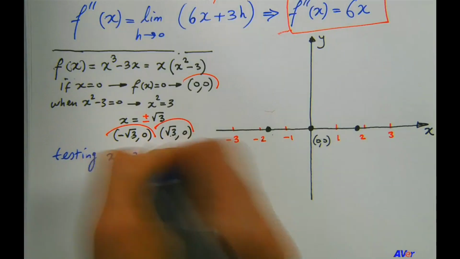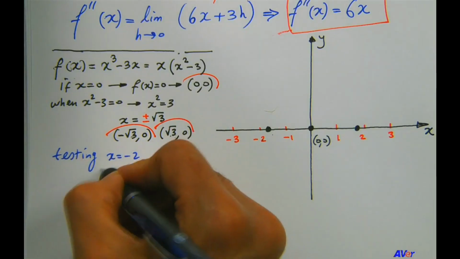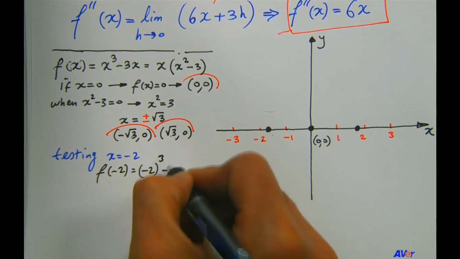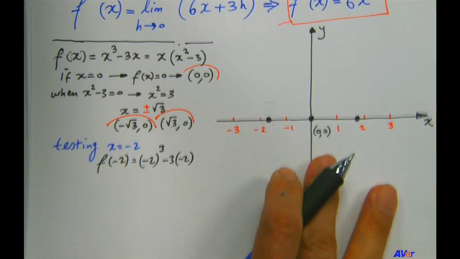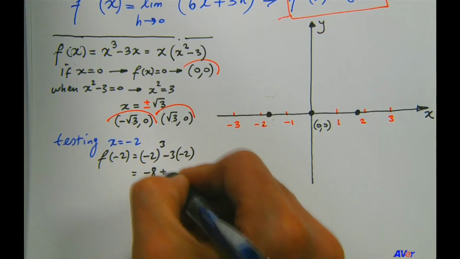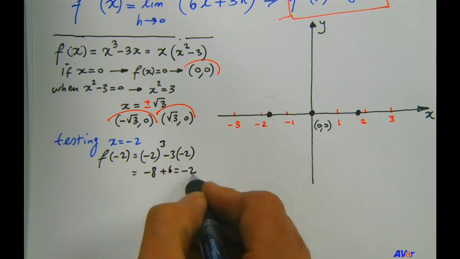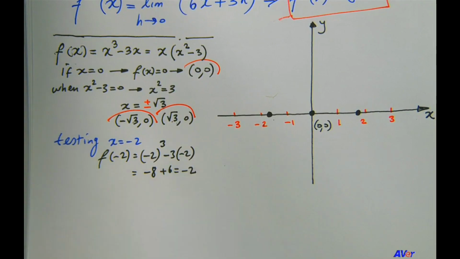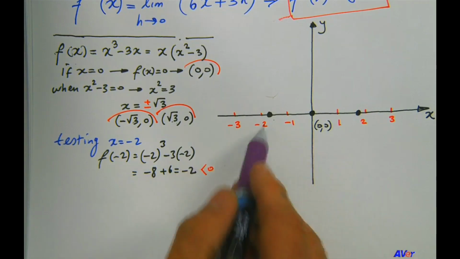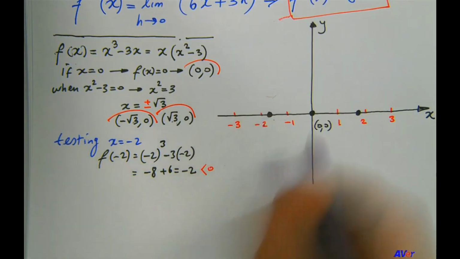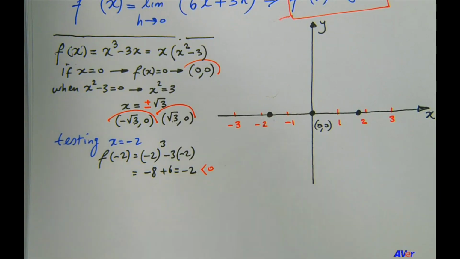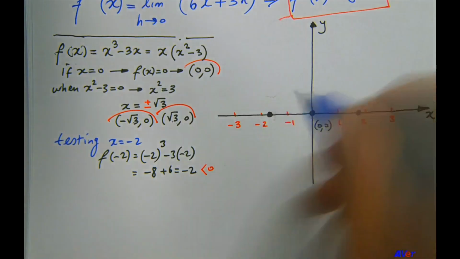Testing x equals -2, we have f at -2 equals -2 cubed minus 3 times -2, right? What do we have? We have -8 plus 6, or -2. It's negative. So this is less than 0. So the line is coming from below, from where the function values are negative. All right, so now we know exactly how to draw this line.